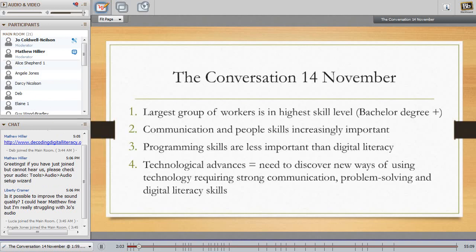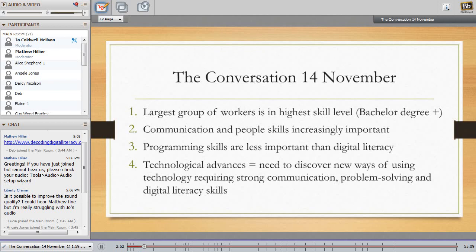Back at the end of last year, there was a piece in The Conversation that was talking about the skill levels that our workers are going to require in the near future. What they were talking about was the skills that will be required in a digitally disrupted environment. So the first point, the largest group of workers is in the highest skill level. They were talking about university graduates or graduates with at least a bachelor's degree, which from my perspective is good news for our future employment, but it's something that we need to be conscious of when we are teaching undergraduates and postgraduates.